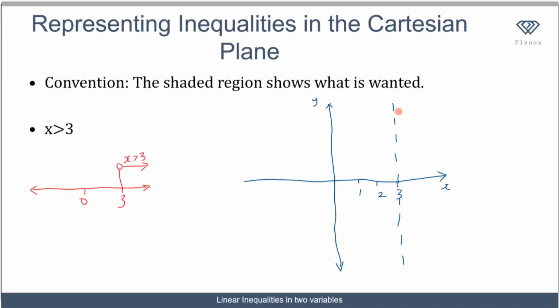So what would I do? I'll just shade this region. So this region that I've shaded over here represents what? The values of x greater than 3. So anything that lies in this shaded region represents x greater than 3.